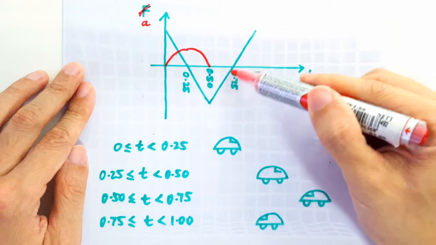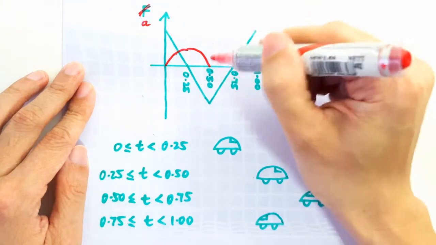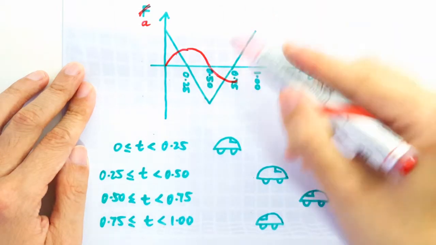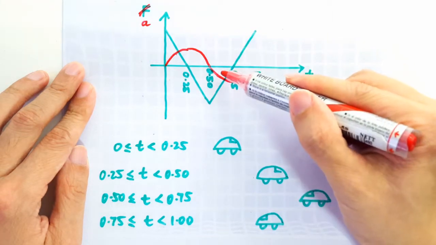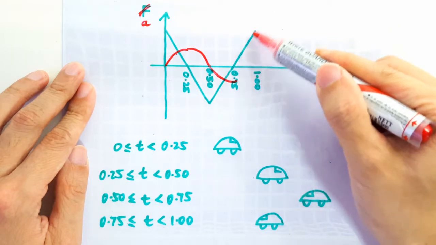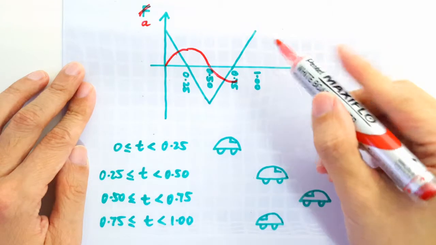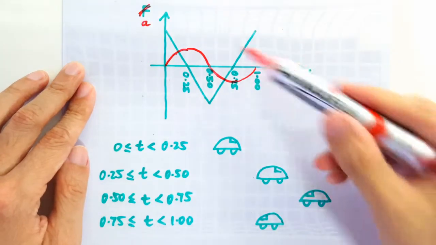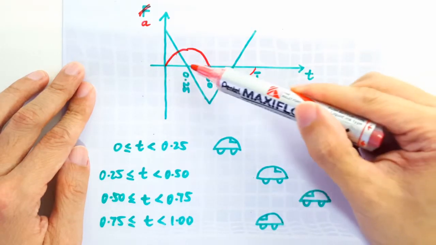Okay, during this portion here, the acceleration is still negative, so the velocity will still be changing towards the negative direction. But because the acceleration is becoming smaller and smaller, the rate of decrease of the velocity also becomes slower and slower. From this point onwards, it's a positive acceleration, so velocity will change towards the positive direction, and this will be the graph.